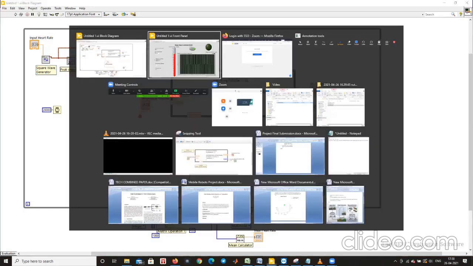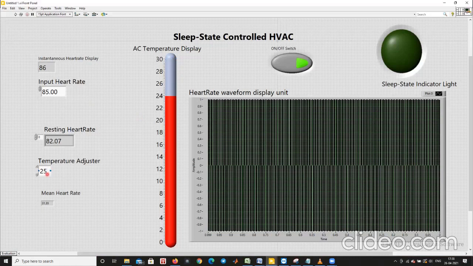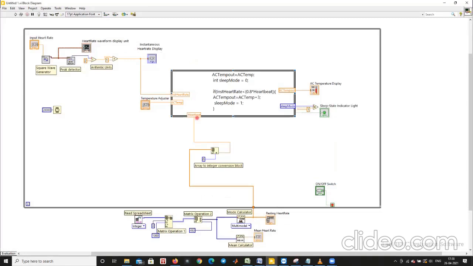So this temperature adjuster, as we saw here in the dashboard, is this temperature. So let's say people maintain their house temperature at 20 degrees Celsius. So that is the temperature that is inputted here. And then the resting heart rate, of course, this is the benchmark.